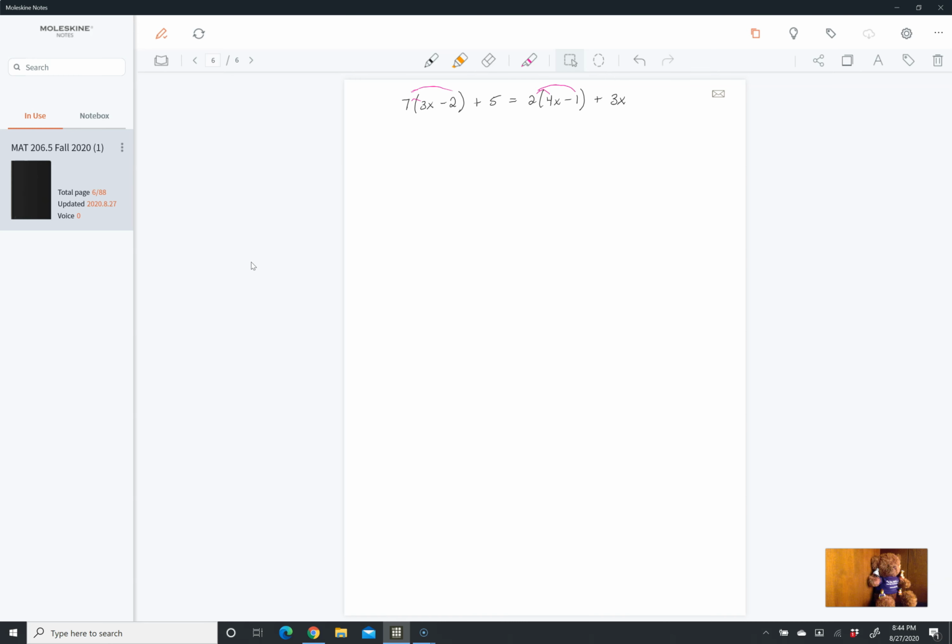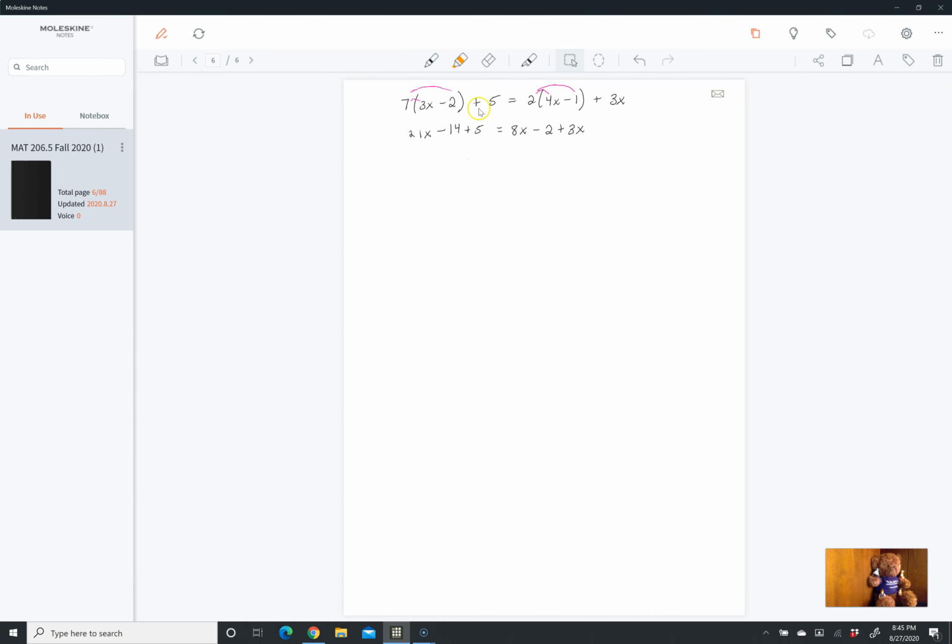Okay, so when we distribute, 7 times 3x is 21x. And then negative 2 times 7 is negative 14. And then we still have the plus 5. And then on the other side, 2 times 4x is 8x. And then minus 2 plus 3x. So notice no more parentheses. And then we just combine like terms.